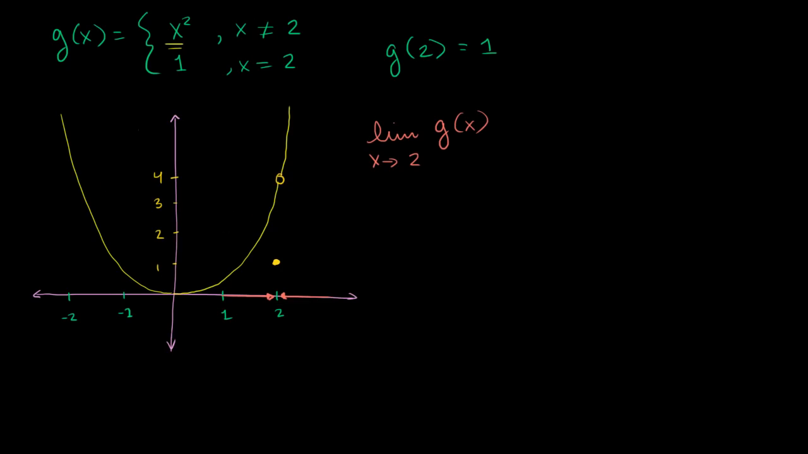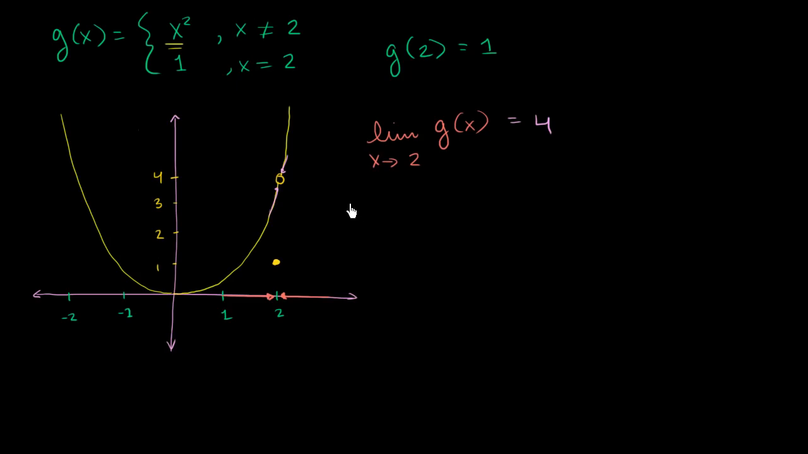What is that approaching as we get closer and closer to it? You can see it visually just by drawing the graph. As x gets closer and closer to 2, and if we follow it along the graph, we see that we are approaching 4. Even though that's not where the function is, the function drops down to 1, the limit of g of x as x approaches 2 is equal to 4.